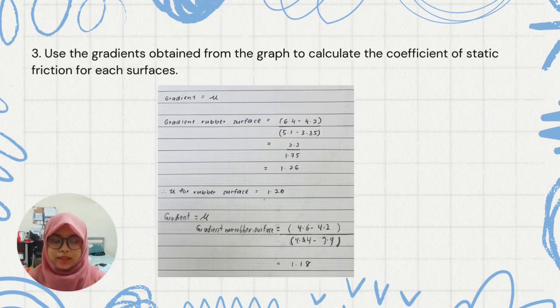On to the following section of the analysis. Use the gradients obtained from the graph to calculate the coefficient of static friction for each surface. As you can see, from our calculations, we obtained a result which is 1.26 for the coefficient of static friction for a rubber surface and 1.18 for the coefficient of static friction for non-rubber surface.